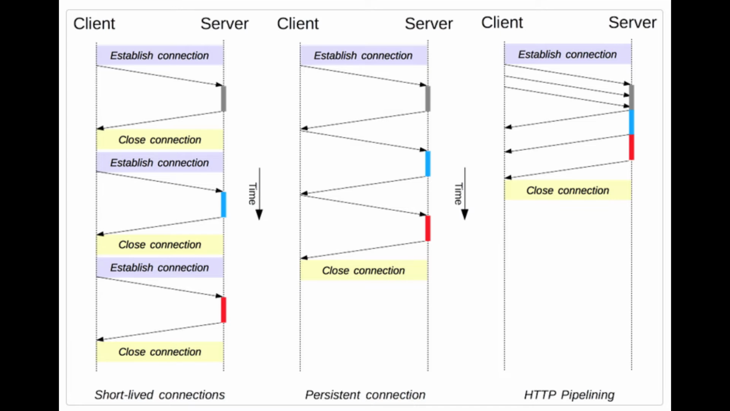Persistent connections also have drawbacks. Even when idling, they consume server resources and also come under DoS attack.